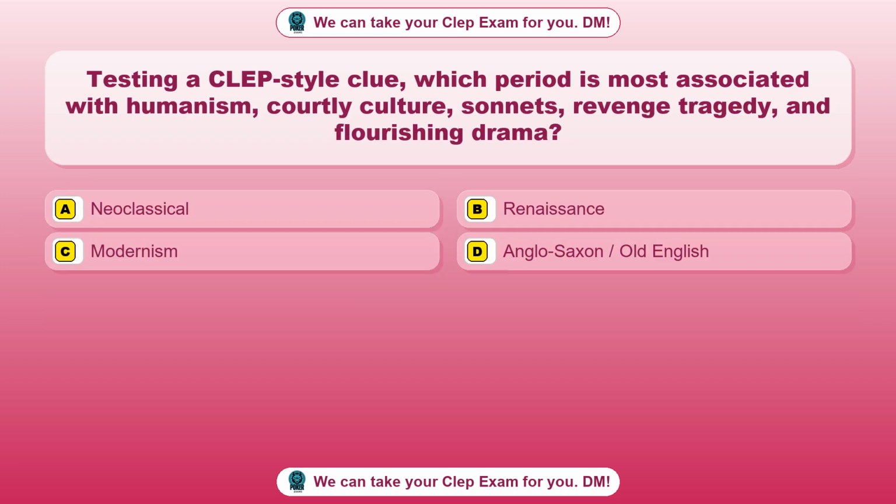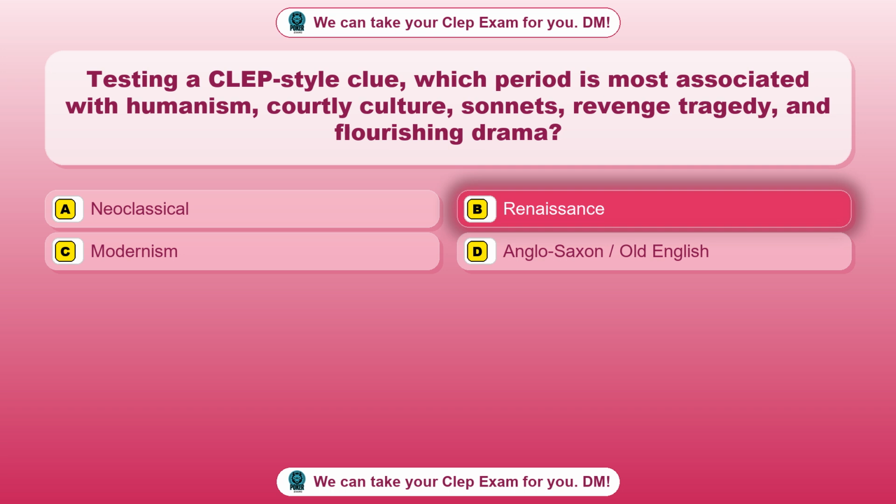Question 87. Testing a CLEP-style clue, which period is most associated with humanism, courtly culture, sonnets, revenge tragedy, and flourishing drama? Option A, neoclassical. Option B, Renaissance. Option C, modernism. Option D, Anglo-Saxon/Old English. The correct answer is option B, Renaissance.